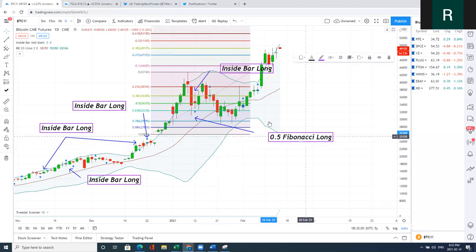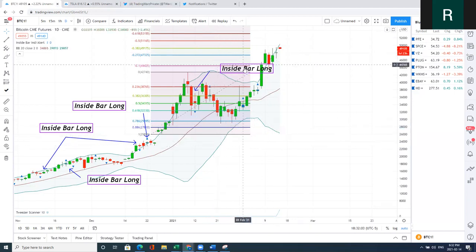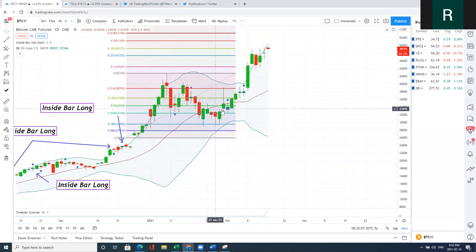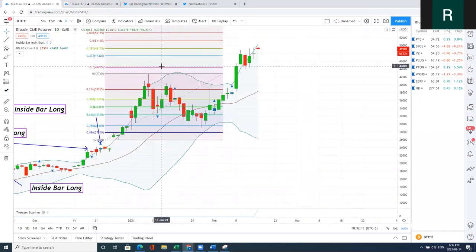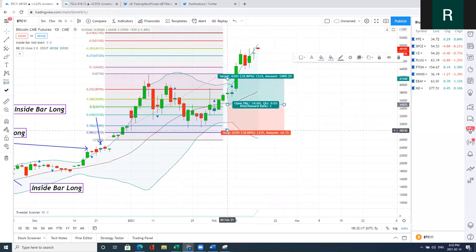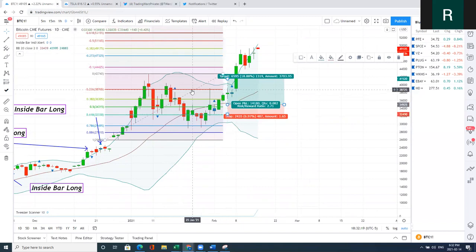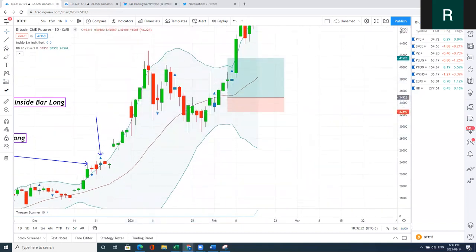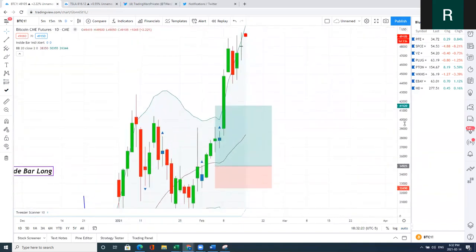So let me clear up this chart here and let's talk about the most recent 2 examples. We had this inside bar. We had this inside bar. So I'm going to use this one, and then we're going to set up the swing order. What we're going to do, we're going to go long right on the high. I'm going to put a stop loss below the low. Let me get rid of the Fibonacci so it's a little bit clear for you guys, and let me zoom in. So what are we going to do here?